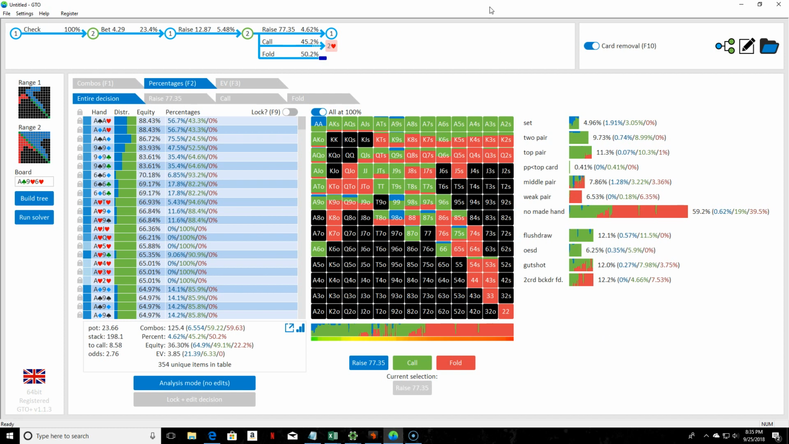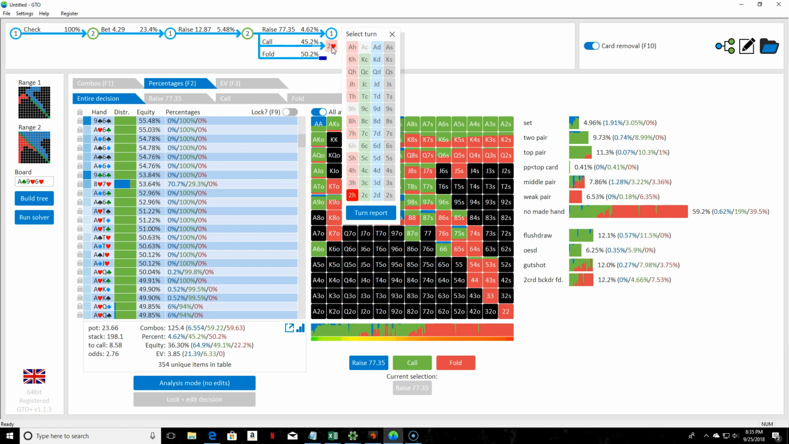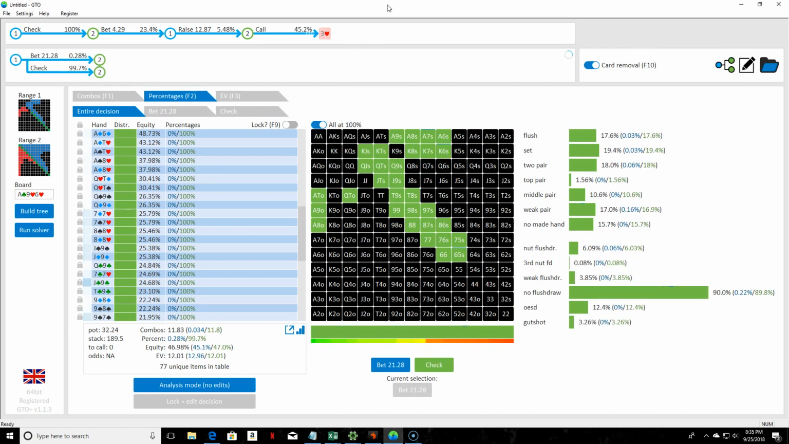Alright, so anyway, in the case here, we do call, and the turn comes a 3 of hearts. So now our opponent is betting rarely here. Let me just update this. I think this should still stay the same though. So even though we called, we have him actually checking his entire range again.